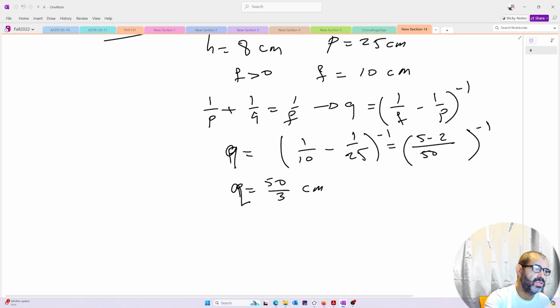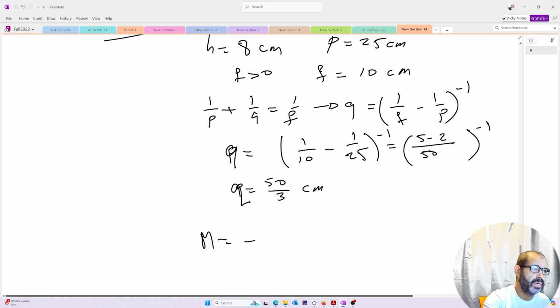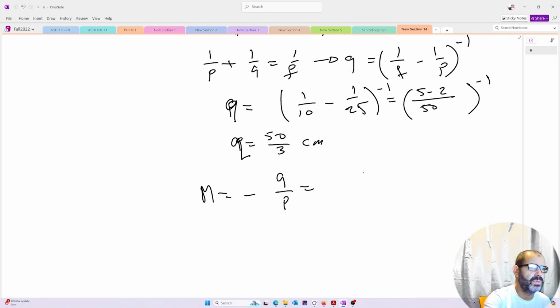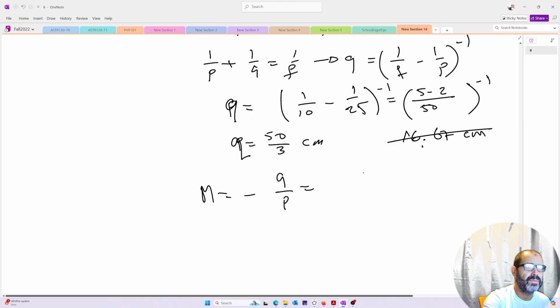Okay, so at some point we're going to be answering. So let's find the magnification first. M is equal to negative Q over P. Obviously, you need to change this one to a decimal representation, because 50 over 3 is a fraction, so you need to correct it. Okay, it's 16.67, I think. Remember, we have only 3 sig figs, so it's actually 16.7 centimeters. Okay, so it's going to be negative 50 over 3 divided by P, and P is 25, cancel 25 over 50, so it's going to be negative 2/3, okay?